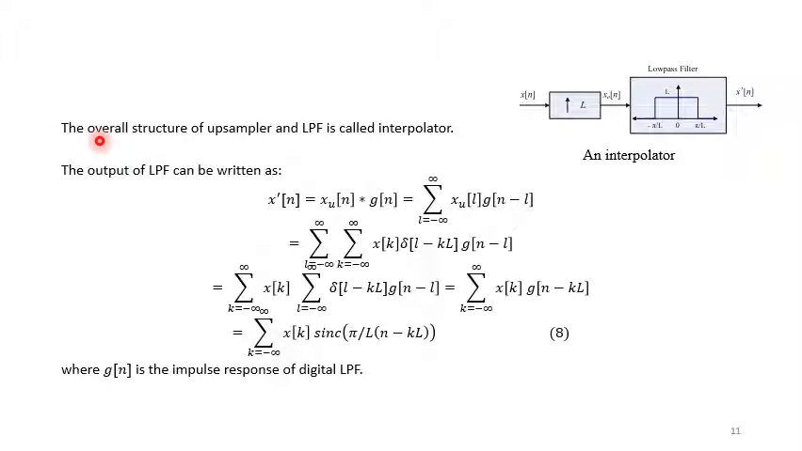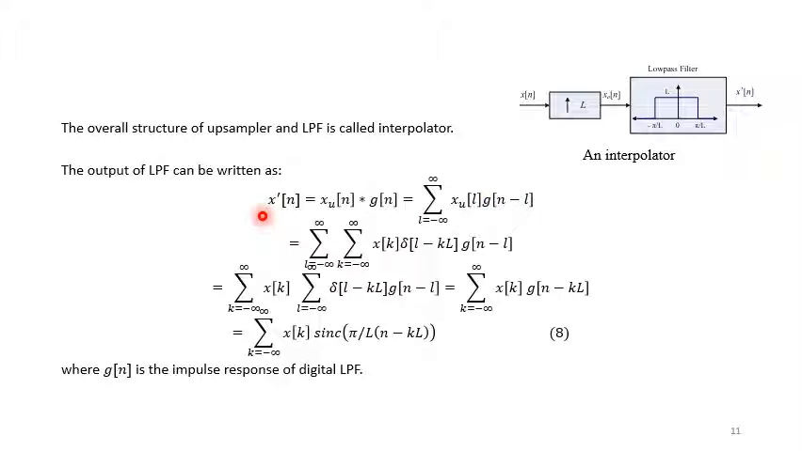So the overall structure of the upsampler and the low pass filter is called the interpolator, as shown in the figure here. We upsample by a factor of L, and then we low pass filter it with a cutoff frequency of minus pi by L to pi by L, so that's 0 to pi by L, and thus we obtain the upsampled signal. And we call this the interpolator.